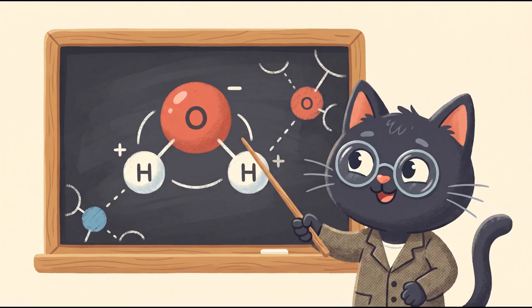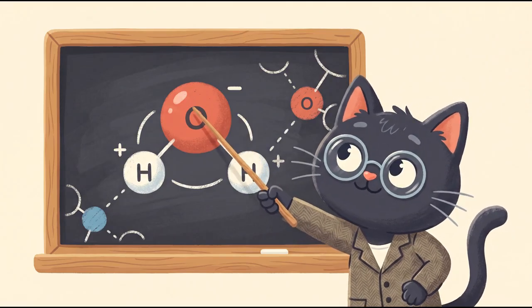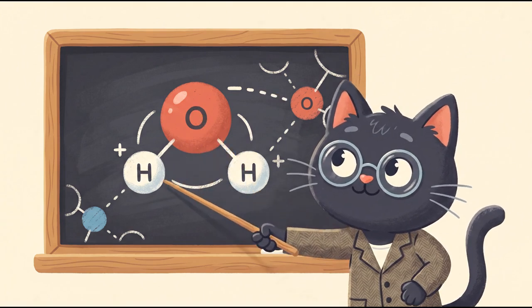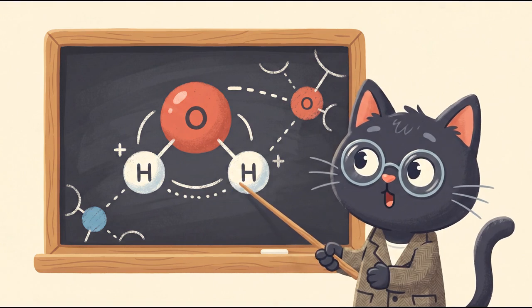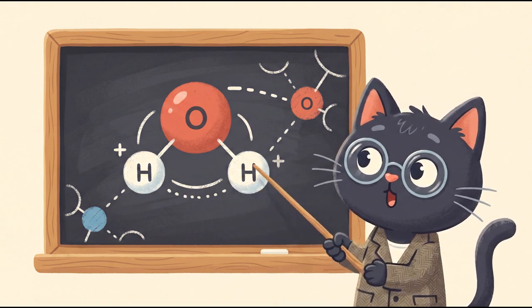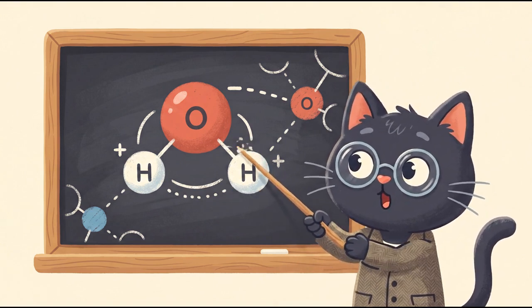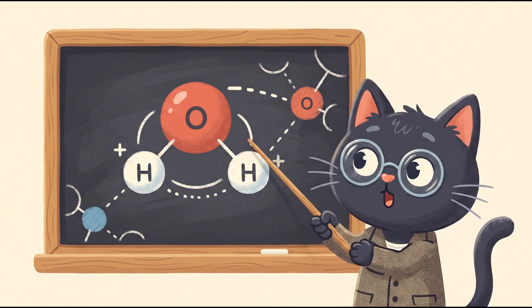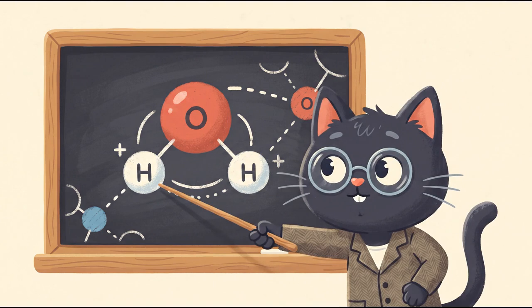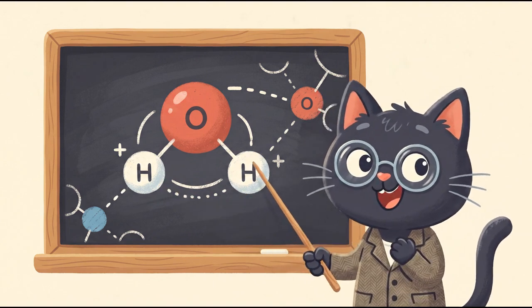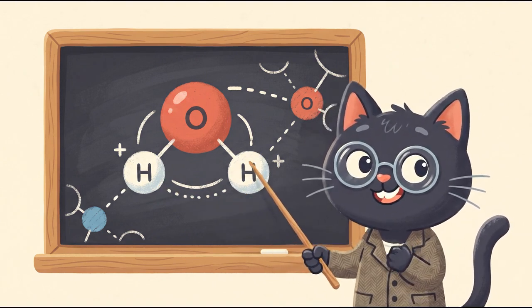To understand why, you need to look at a single water molecule. It's made of 2 hydrogen atoms and 1 oxygen atom, H2O. The oxygen end carries a slight negative charge, and the hydrogen ends carry a slight positive charge. This makes water molecules act like tiny magnets, always attracted to each other. These attractions are called hydrogen bonds, and they change everything.